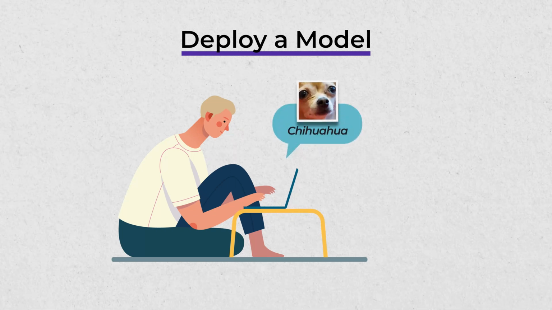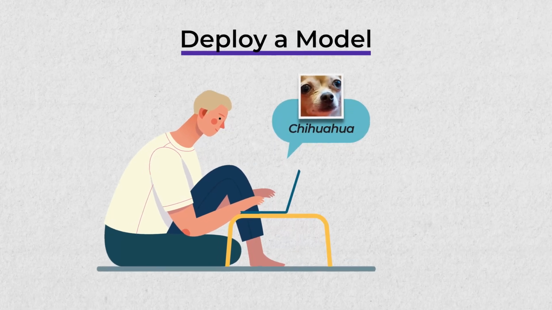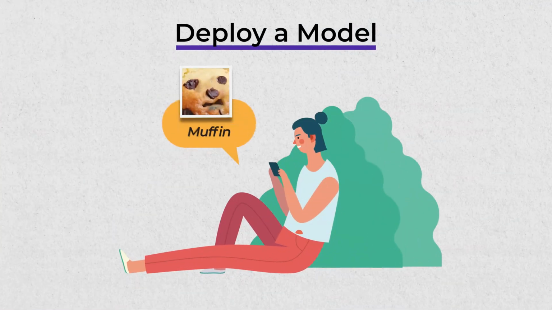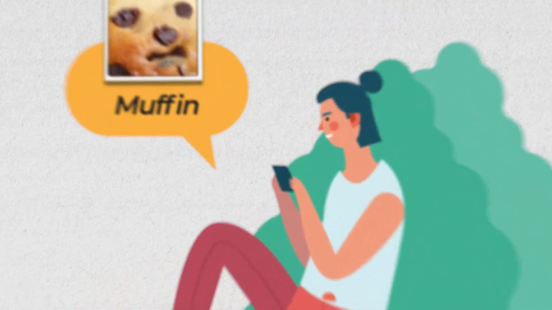At this point, we may need to fine-tune the model a bit more, but once it's performing well, we can put it out into the real world. We have reached the deployment stage. For example, we could deploy our model to be used in a mobile application that allows users to identify muffins or chihuahuas in their own photos.